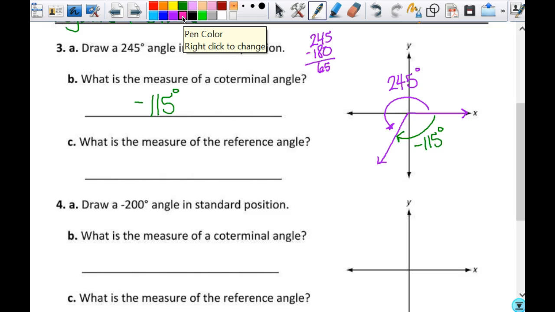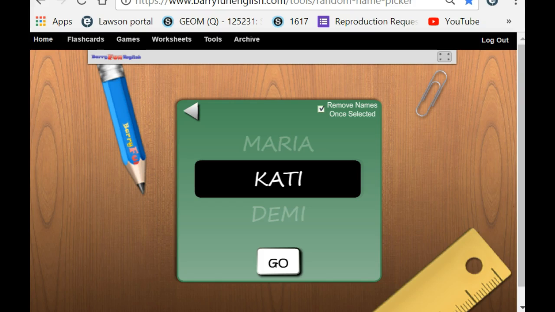Then it says, what is the measure of the reference angle? So I first want to know what is the reference angle. Okay, it's a positive acute angle. Any positive acute angle? You said it's a positive acute angle, so it could be 30, like any positive acute angle? How do I figure out which positive acute angle it is?